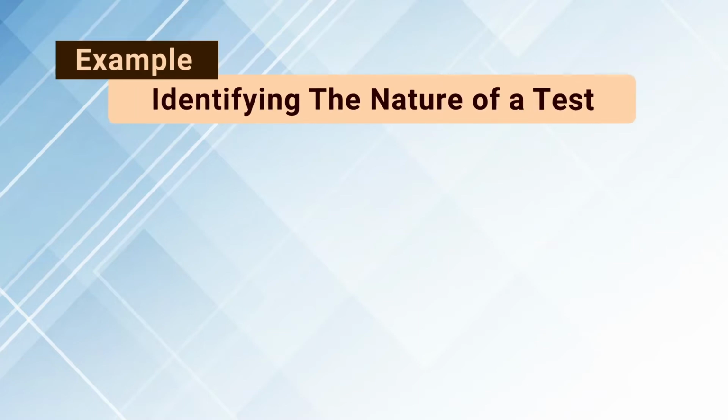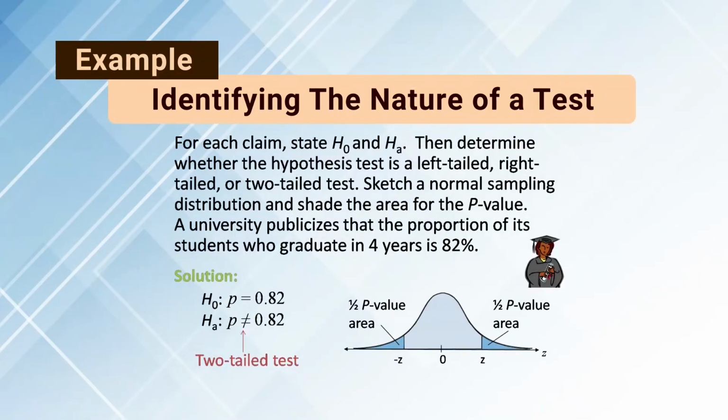So we can take some good examples. I think the examples can support these ideas in a more elaborate manner. The example we have taken is identifying the nature of a test. For each claim, state H0 as the null hypothesis and HA as the alternative hypothesis. Then determine whether the hypothesis test is a left-tailed, right-tailed or two-tailed test. Sketch a normal sampling distribution and shade the area for the p-value. A university publicizes that the proportion of students who graduate in 4 years is 82%.